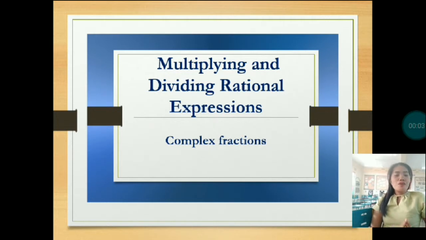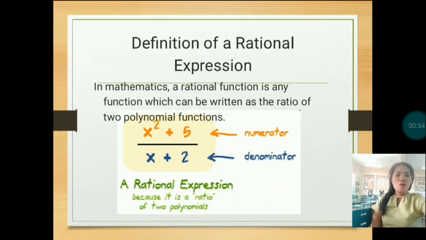Now our new topic today would be multiplying and dividing rational expressions as well as complex fractions. Now the concept of rational expressions has been clearly discussed in our previous video, as well as adding and subtracting rational expressions, both similar and dissimilar expressions. Now we're going to focus our attention on multiplying and dividing rational expressions.